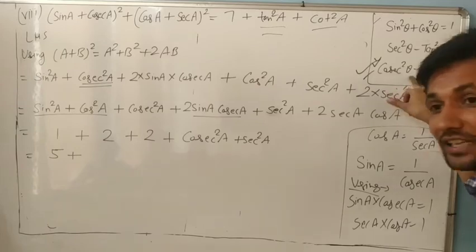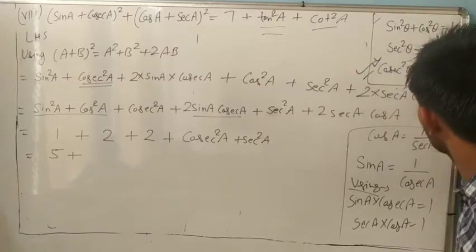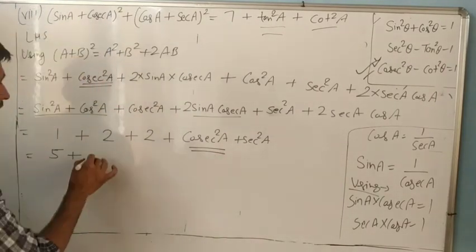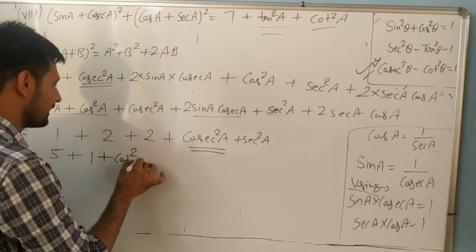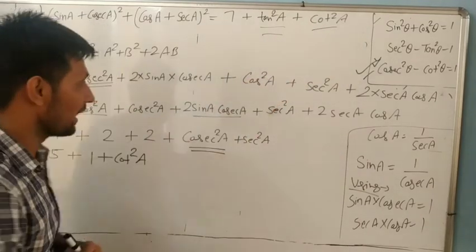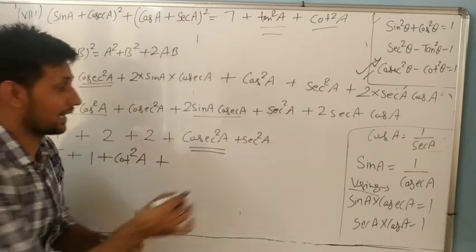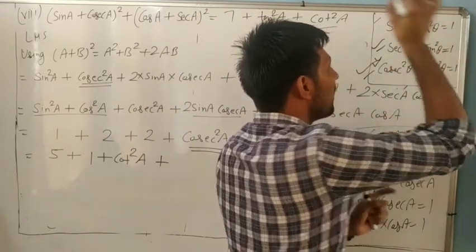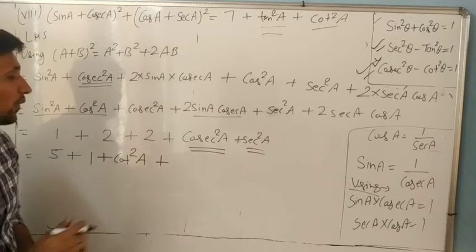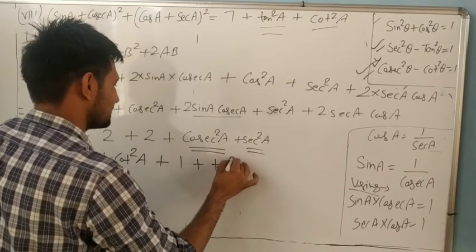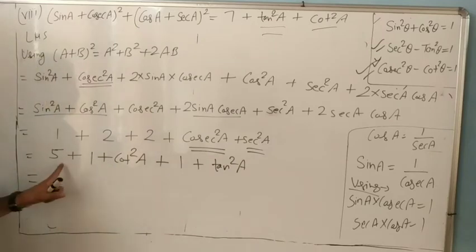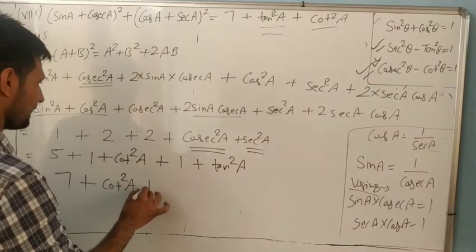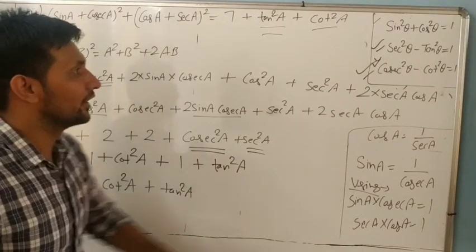So we will use a formula in which tan and cot squares appear. For cosecant square A, cosecant square is cot square on the other side, positive. So cosecant square A is equal to 1 plus cot square A. Now plus secant square A. Secant square A formula is tan square on the other side, positive. So secant square A is 1 plus tan square A. Yes, 5 plus 1 plus 1 is 7 plus cot square A plus tan square A. Right? Using these two identities.